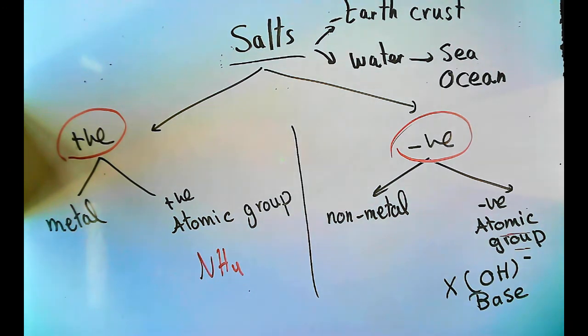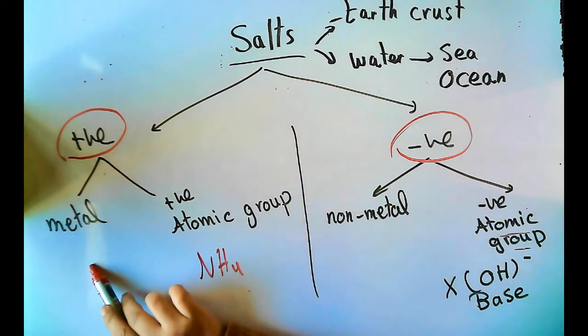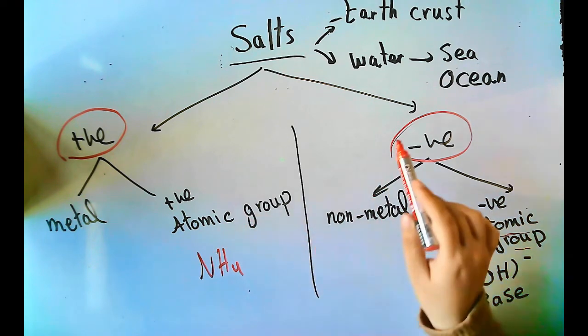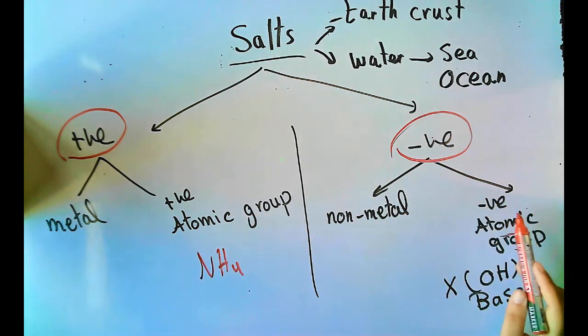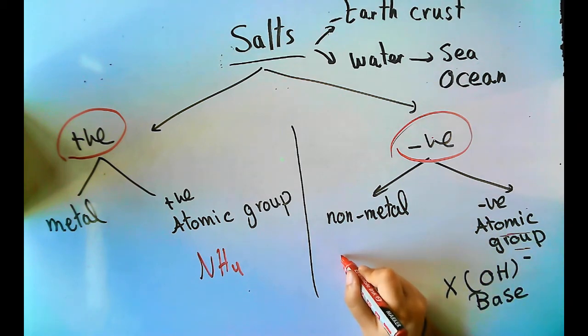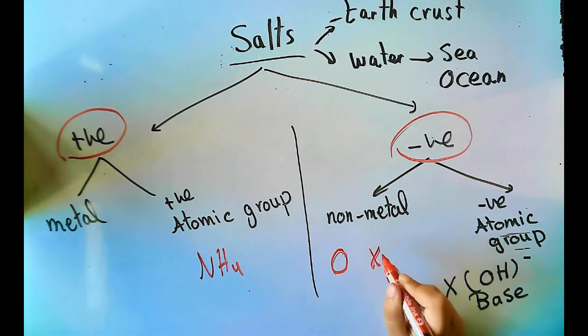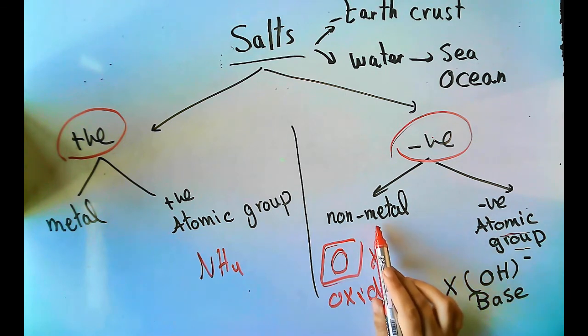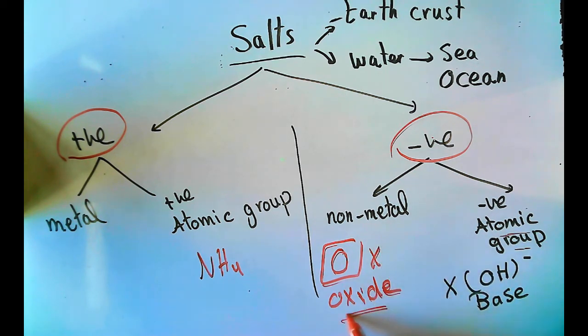So salts are compounds resulting from the combination of a positive metal ion or positive atomic group with a negative atomic group or negative non-metal. Of course, negative atomic group except hydroxide because it is present in bases, and any negative non-metal except oxygen. Why oxygen? Because it is present in oxides.